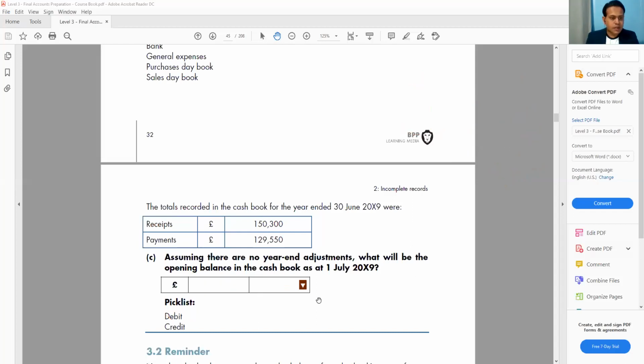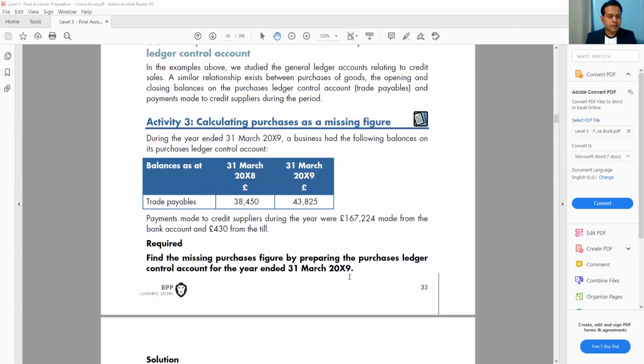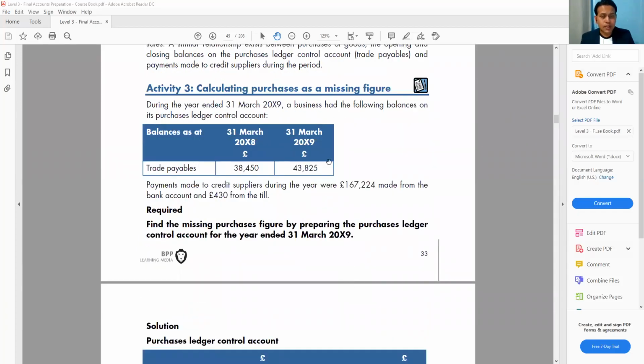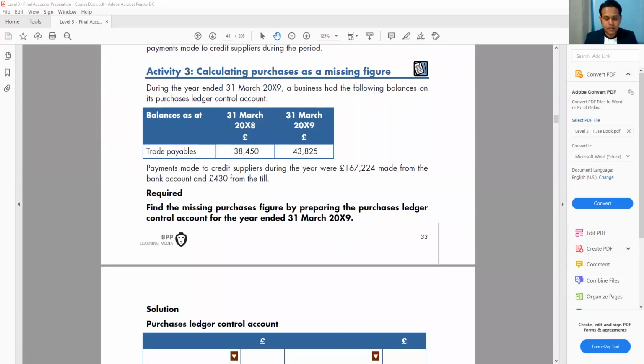Let's move on to our next question we have. This one, they said calculating purchase as a missing figure. So we need to find the purchase. It's very simple. It's the opposite of the sales ledger control. On the sales ledger control, opening balance on the debit side. On the purchase ledger control, opening balance on the credit side. On the sales ledger control, bank or any payment is on the credit side. On the purchase ledger control is on the debit side. It's opposite, because purchase ledger control is a liability account. So we have a credit supplier. We have to pay this money to our supplier. So of course, if it is a credit supplier, it is our liability account.